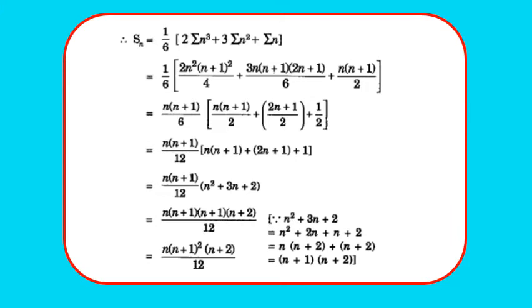So taking (n plus 1) common, we get (n plus 1) upon 6 into [n (n plus 1) upon 2 plus (2n plus 1) upon 2 plus 1 upon 2]. So on simplifying, we will get the required sum as n into (n plus 1) whole square into (n plus 2) upon 12. So pause and note down the solution.